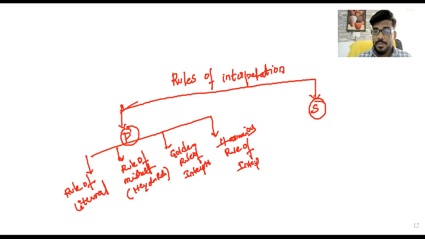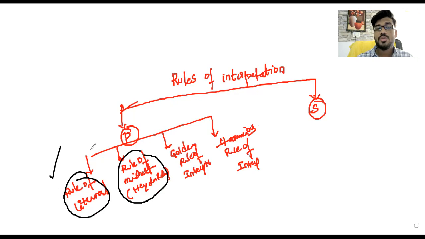Out of these primary rules, we have already completed the rule of literal interpretation, and also the rule of mischief, Heydon's rule. So what is the rule of literal interpretation? Read the statute as it is. You take the words, phrases, sentences as used. You apply the normal, popular, general, grammatical meaning. Clear, sir? That is the rule of literal interpretation.